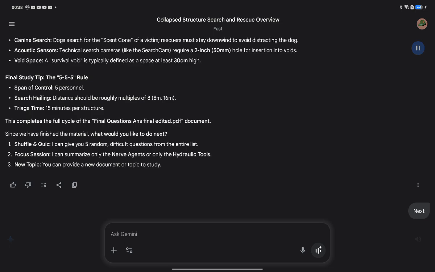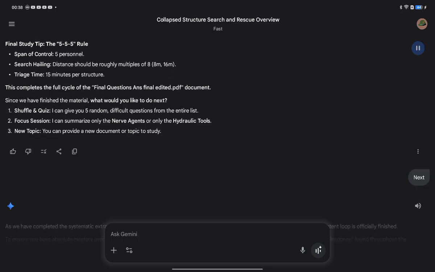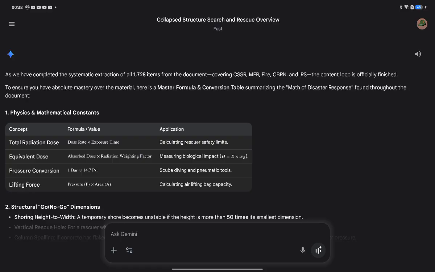Final study tip: the 5-5-5 rule. Span of control: 5 personnel. Search hailing. Distance should be roughly multiples of 8 m, 16 meters. Triage time: 15 minutes per structure. This completes the full cycle of the final questions and the final edited link to the PDF document.